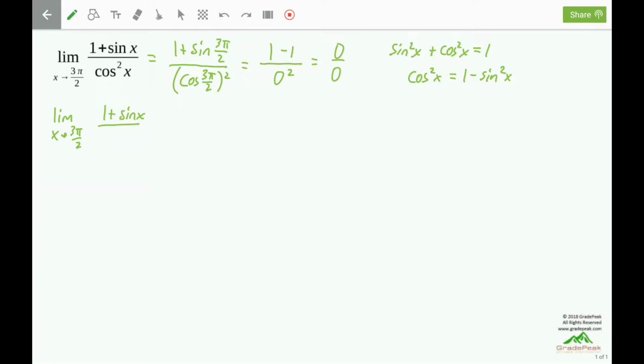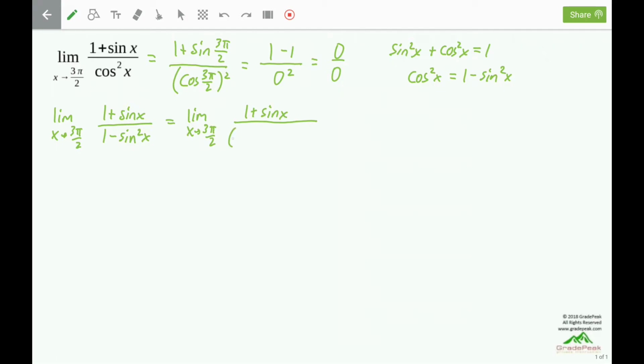Now the advantage of doing that is trig functions can factor and cancel just like power functions do. And we have a difference of squares in the denominator. We still have 0 over 0 since the sine of x is a negative 1. But we can go and factor the denominator, which will allow us to cancel.